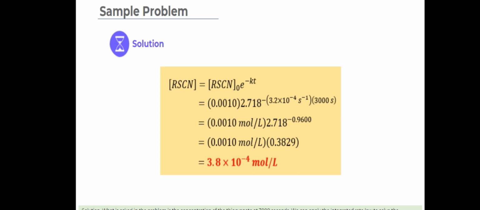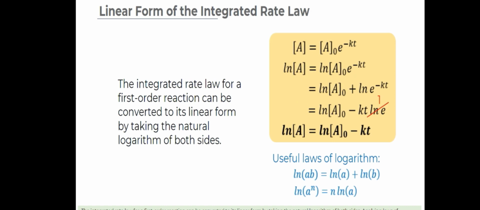Solution. What is asked in the problem is the concentration of the thiocyanate at 3000 seconds. We can apply the integrated rate law to solve the problem. Plugging in the initial concentration, rate constant, and time, we get the concentration being equal to 3.8 times 10 raised to negative 4 moles per liter.